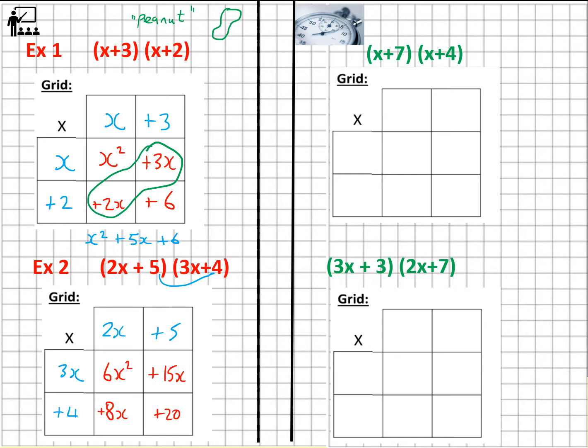So again, then we collect the like terms. So again, we use a little peanut method. And once we've done that, then we can write our final answer. So our final answer is going to be 6x squared plus 8x plus 15x is 23x plus 20, and that is our final answer.